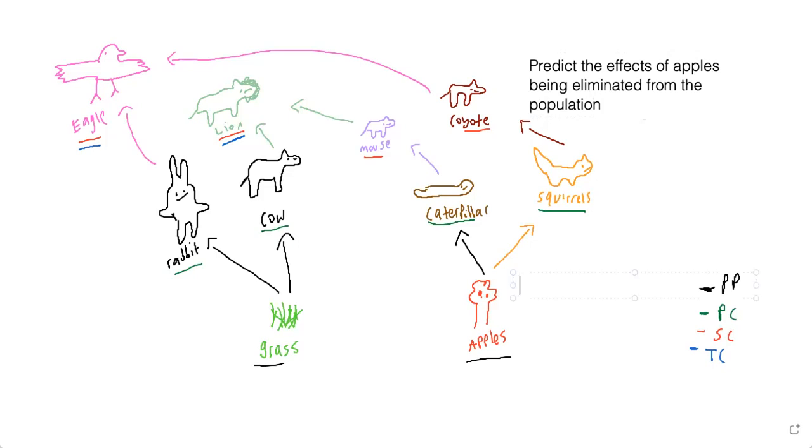Well, if there's no more apples, there's no more caterpillars. There's no more squirrels. There's going to be no more coyotes. There's going to be no more mice. Because of that, we now only have the grass track, I guess you can say. And the grass track actually is not going to be affected because they don't eat apples. But the lion population is going to go down slightly, and the eagle population is going to go down slightly.